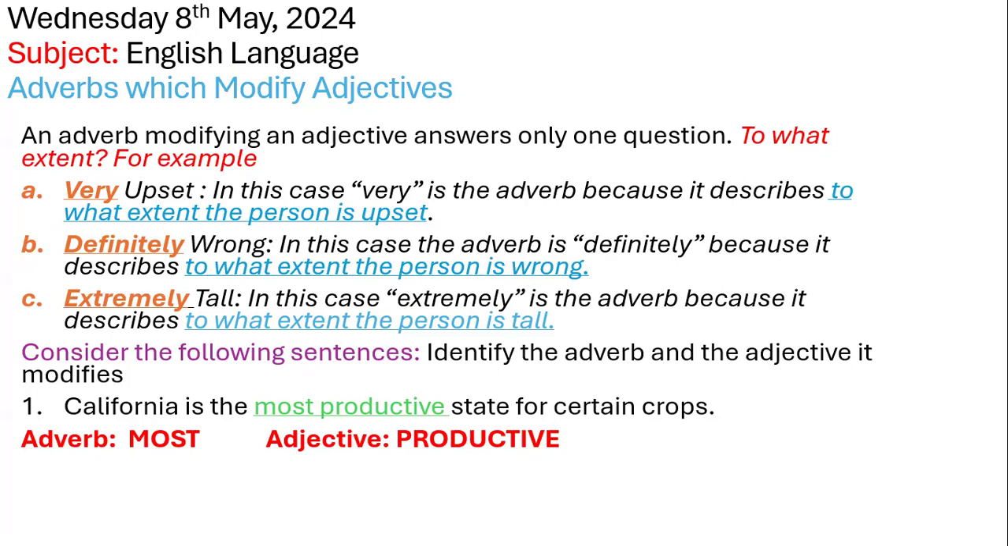California is the most productive state for certain crops. The adverb is most and the adjective is productive. Very good. So the adverb answers what question? To what extent? California is productive, but to what extent is it productive? It's the most productive state. Do you all understand that?